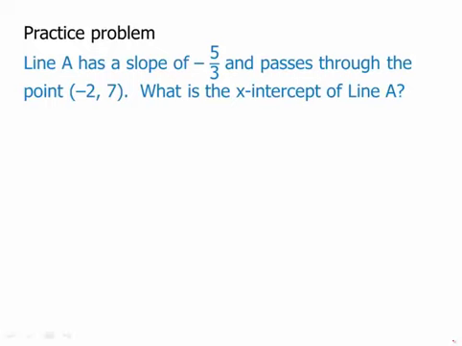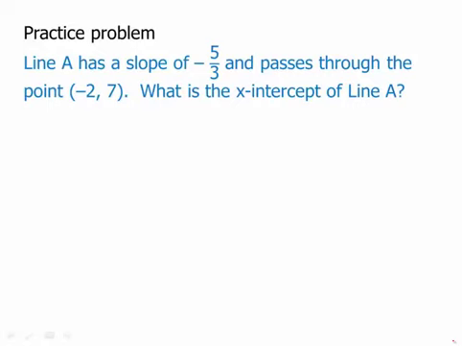So here's a practice problem. Pause the video and then we'll talk about this. Okay, so what we're given here is a slope. We have a slope of -5/3, and we get a point on the line, (-2, 7), and we want to know what is the x-intercept of the line.